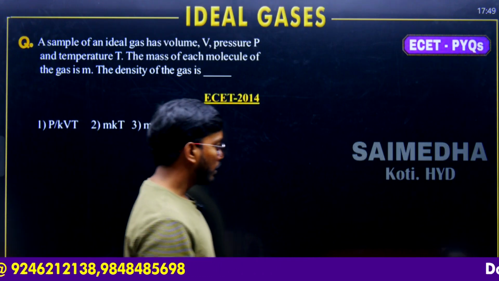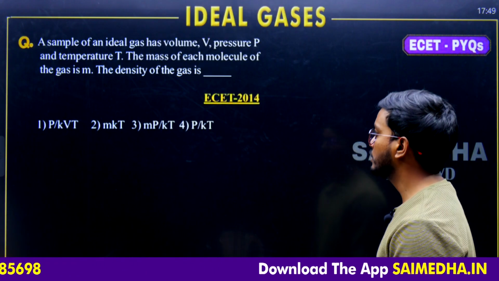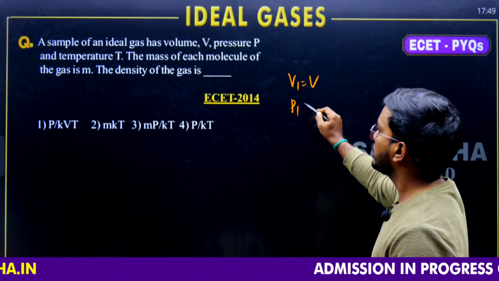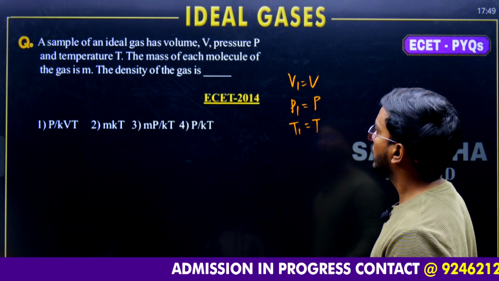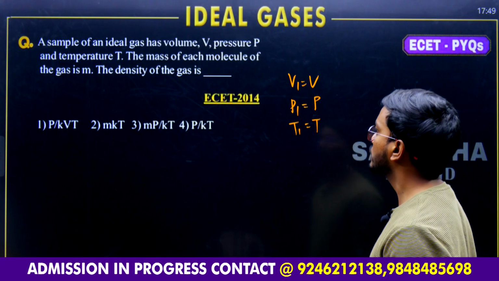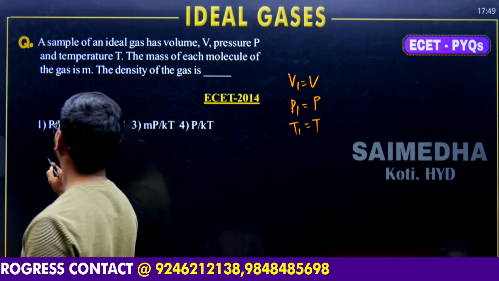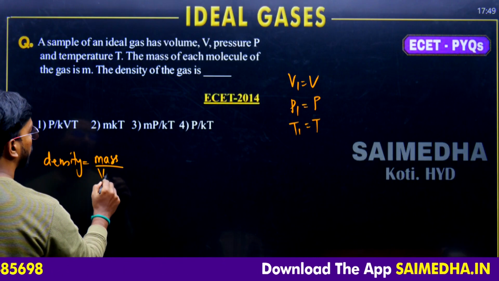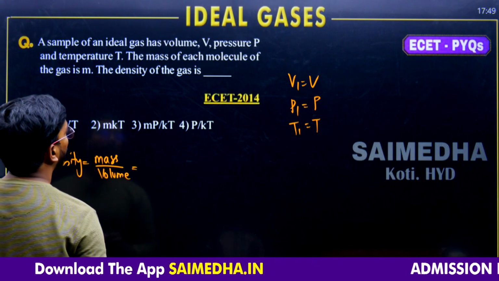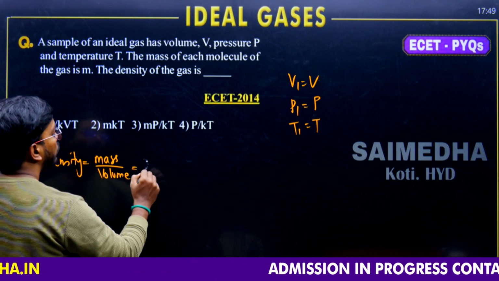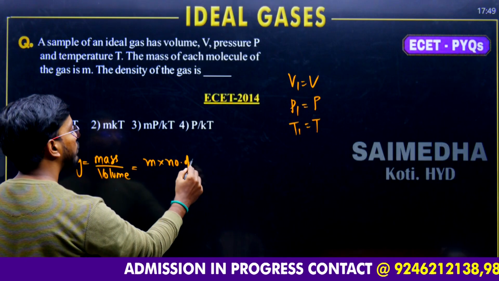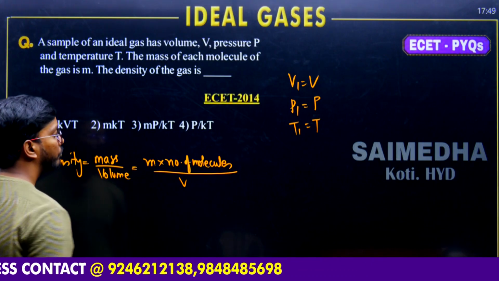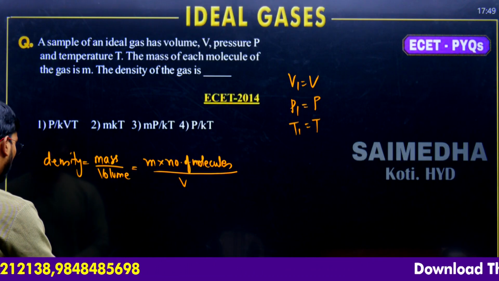Next question. The next question given over the board is from the ECET 2024. A sample of an ideal gas has volume V, pressure P, temperature T. The mass of each molecule of gas is m. Then the density, we know density is equal to mass divided by volume, where mass of each molecule is m, so total mass will be m into number of molecules divided by volume.